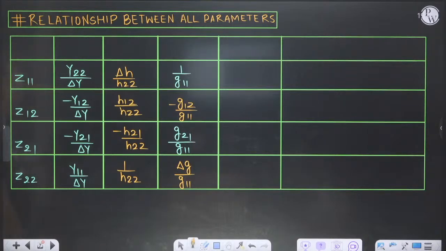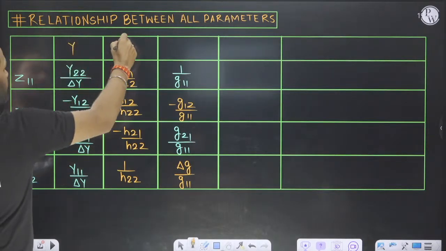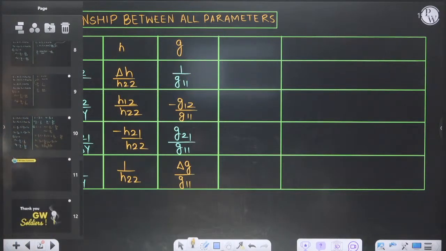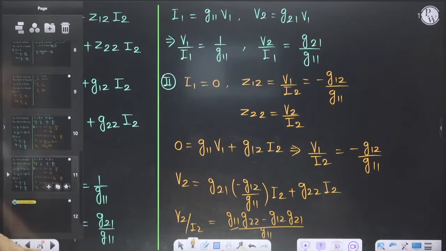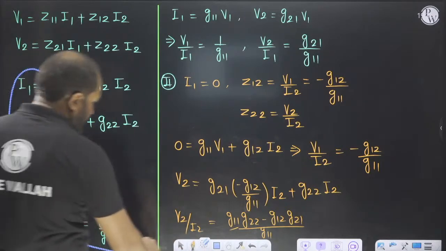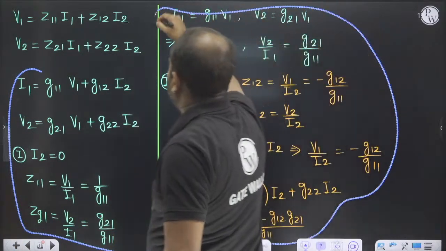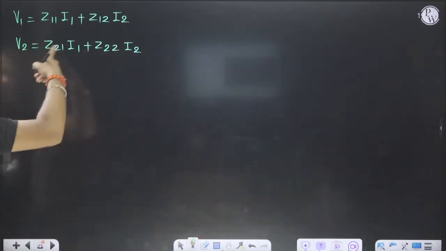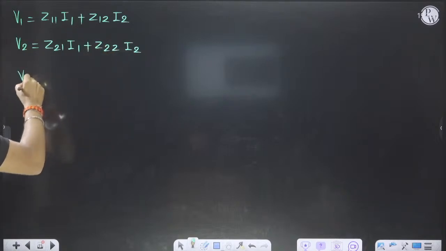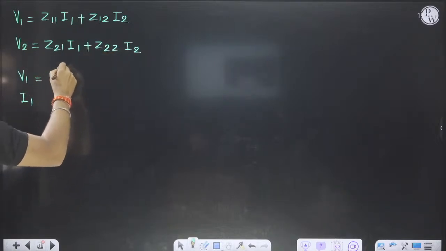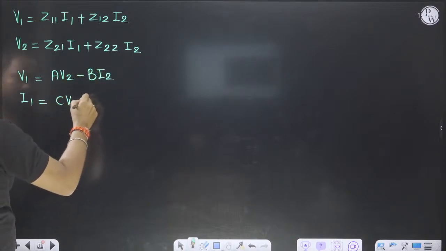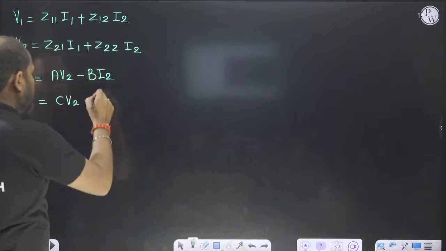Okay, so this is in terms of Y parameter, this is in terms of H parameter, this is in terms of G parameter. Again we have in terms of ABCD parameter. What will be the equation in terms of ABCD parameter? In ABCD parameter, I2 will be outward current. So V1 equals AV2 minus BI2 and I1 equals CV2 minus DI2, because in both cases I2 should be outward current.